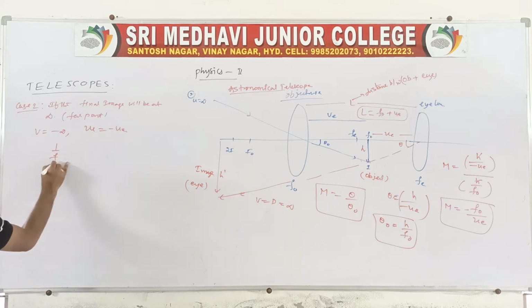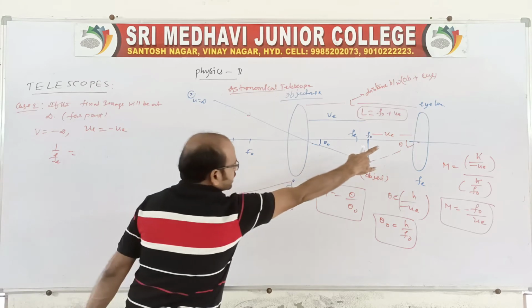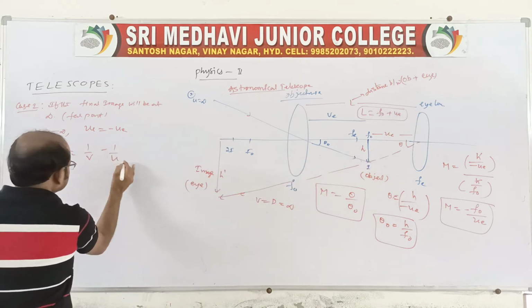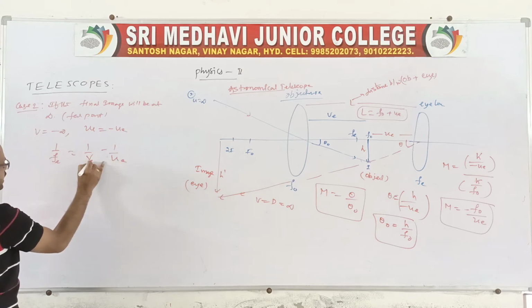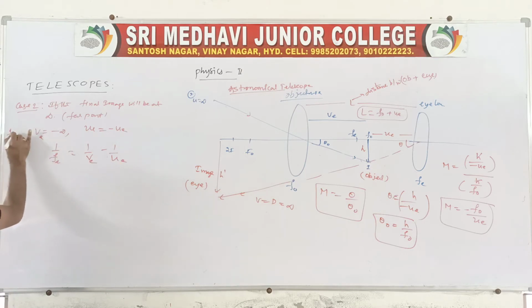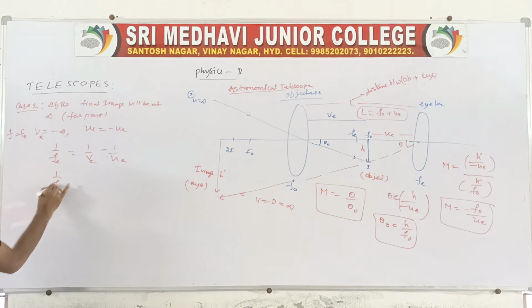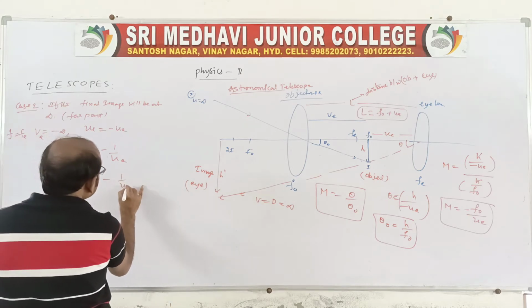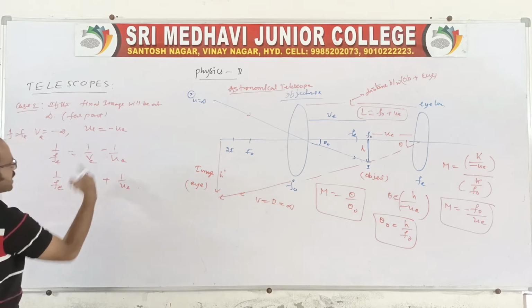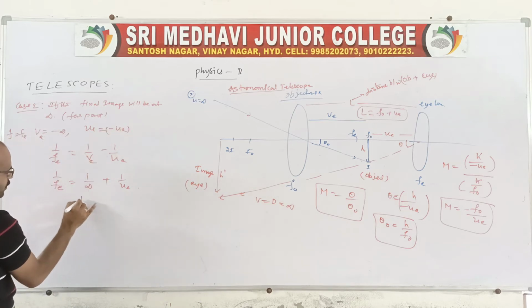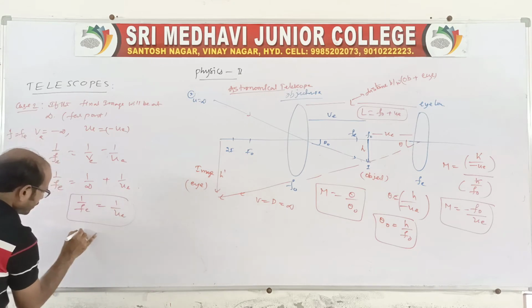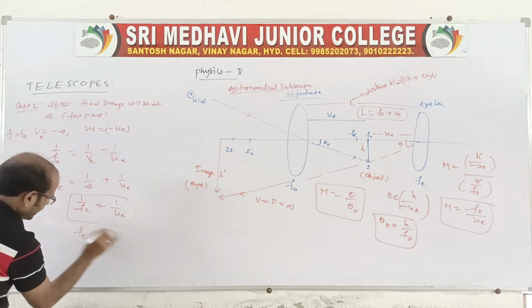Therefore, using the eye lens, 1 by fe is equal to 1 by v minus 1 by u, with f taken as fe. So 1 by fe is equal to 1 by infinity minus 1 by ue. Since the minus is there, it becomes plus. Then 1 by fe is equal to 1 by ue. Then fe is equal to ue.